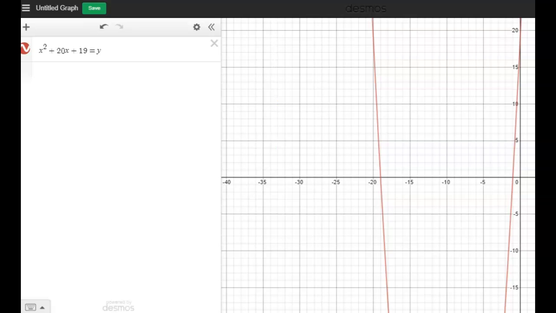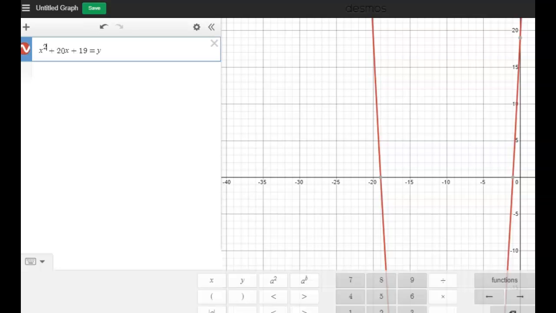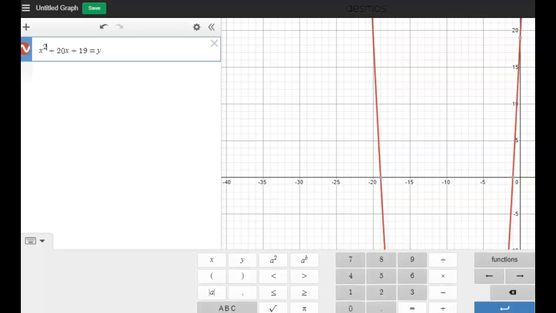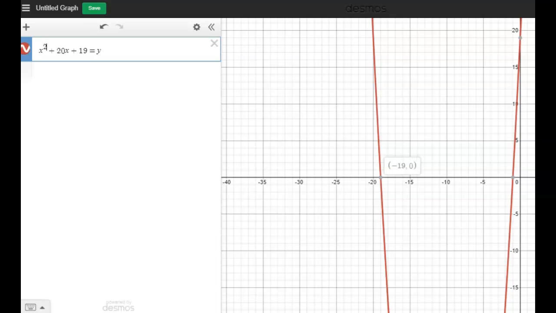Let's not lose sight of what we're doing here, right? Remember, we can graph the related function, x squared plus 20x plus 19 is equal to y, and notice the intercepts here. The intercepts are at negative 19, 0, negative 1, 0, right? Those are the solutions to our equation.